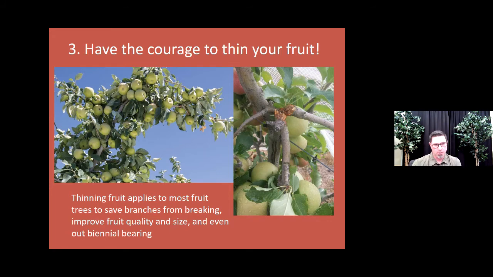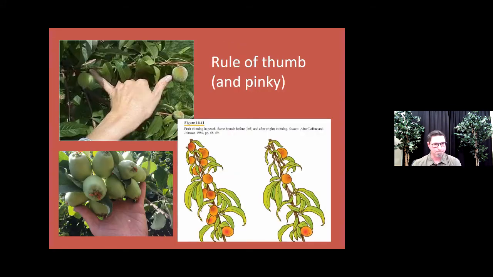And now you're probably thinking, well, how much do I have to thin? Next slide, please. The rule of thumb and pinky is that you can use your thumb and pinky to determine the space between fruit. Now, of course, that's a very informal way of doing it, but it actually works out pretty good. You can see in the picture on the right there of the fruit thinning in peach, look at how much fruit you would have to take off to get to the proper distance between the fruits. Quite a bit, and I know that's difficult for a lot of people, but the benefits outweigh what could happen, right? That whole branch could break, you get no fruit, and you just compromise the structure of the tree.